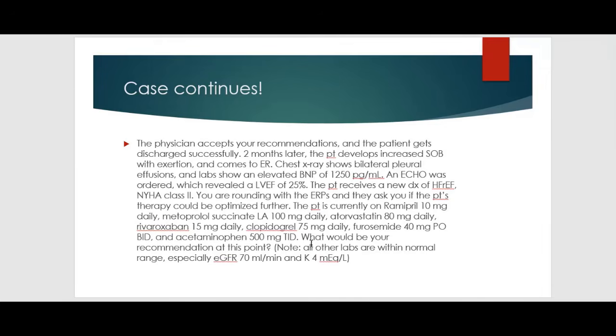You can see that the regimen is completely different from 2 months ago, before her PCI. Okay, what would be your recommendation at this point? All other labs were within normal range, especially her eGFR was 70 mils per minute, so it was good, and her potassium was 4 milliequivalent per liter. Would you have more recommendations at this point, or would you recommend to continue the current regimen?